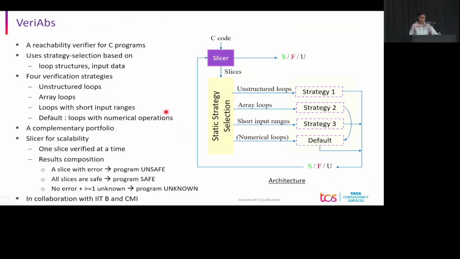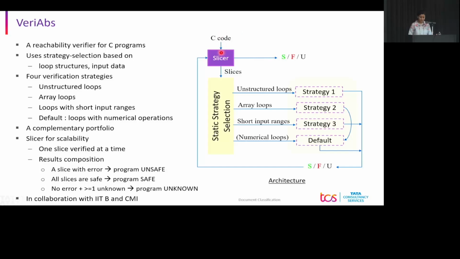So first we'll talk about VeriAbs, which uses manually defined strategies. It's a reachability verifier for C programs, and it uses strategy selection based on loop structures and input data. So it has exactly 4 strategies. It uses unstructured loops as one, array loops, that means loops modifying arrays or reading arrays, and short input ranges, and remaining all, which we assume are numerical. So this strategy is defined for numerical loops, which use acceleration, etc. So this is how it works.